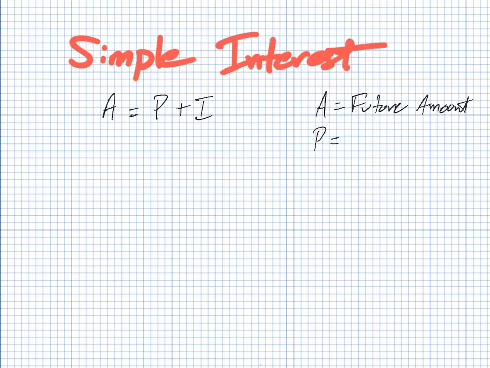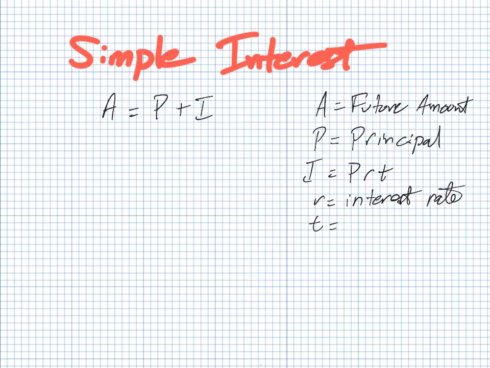P is a term for principal. I never remember if it's LE or AL for principal, but this is the initial amount you invest in something. So in finances, they call principal the amount you start with. I is actually equal to P, R, and T. So I is equal to 3 more letters. We already know what P is. R is your interest rate, and T is equal to time.